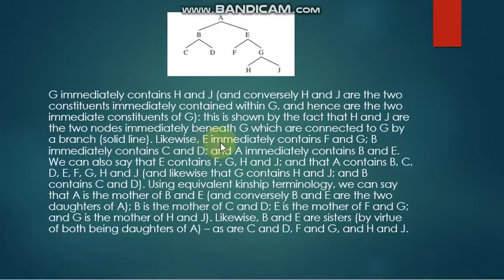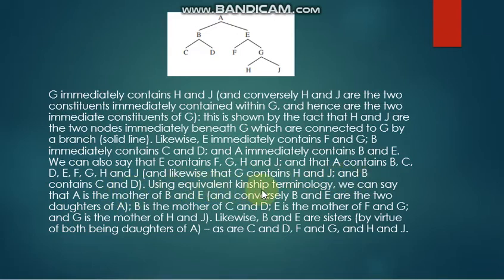Likewise, E immediately contains F and G, B immediately contains C and D, and A immediately contains B and E. We can also say that E contains F, G, H, and J, and that A contains B, C, D, E, F, G, H, and J. And likewise that G contains H and J, and B contains C and D.